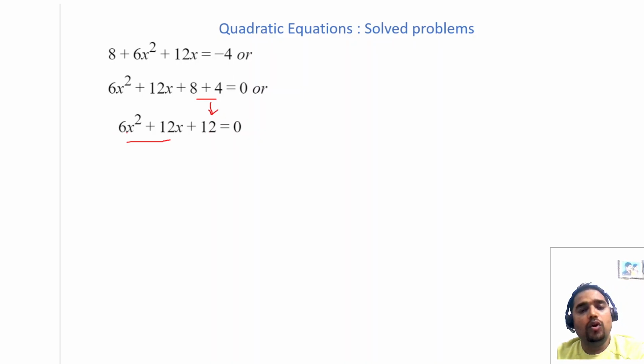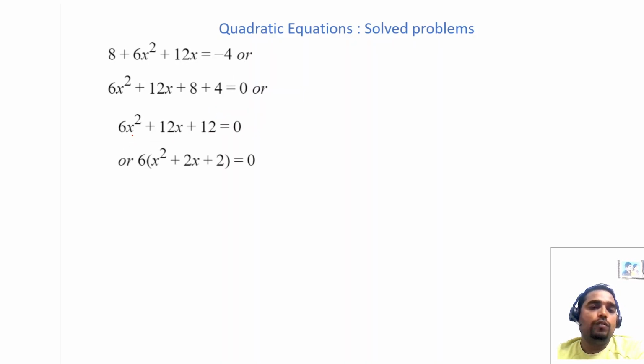Now we see that in all the terms there is a common factor, the number 6. 6x^2 + 12x + 12 = 0. If you take 6 common from the first term, out of 6x^2 only x^2 is left, and out of 12x, if you take 6 common, then 2x is left. Similarly, from 12, if you take 6 common, 2 is left. Now we see that 6 is common and on the RHS there is 0. So let us divide both the LHS and RHS by the number 6. Why are we dividing by 6? Because there is a common factor which we want to get rid of.